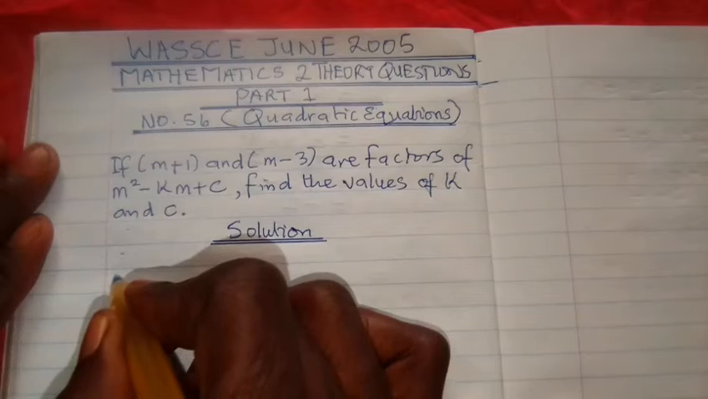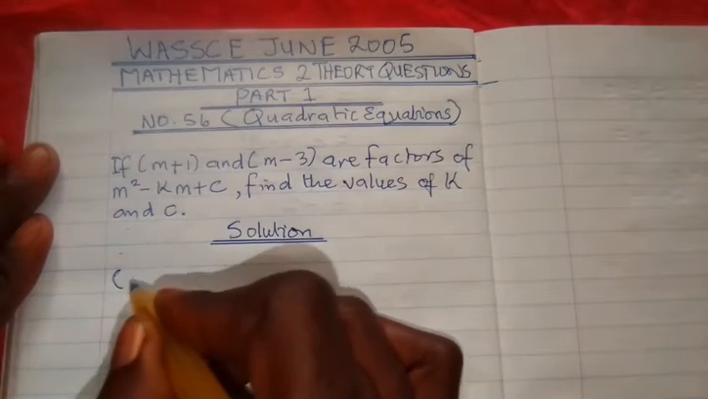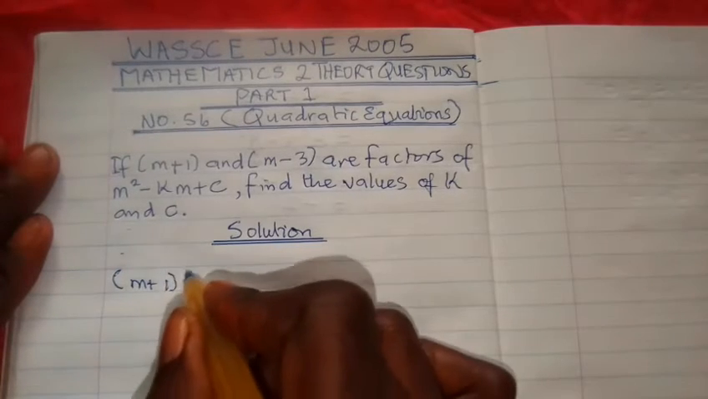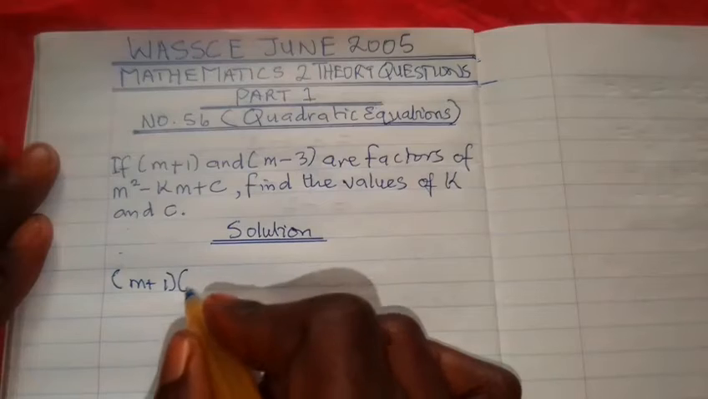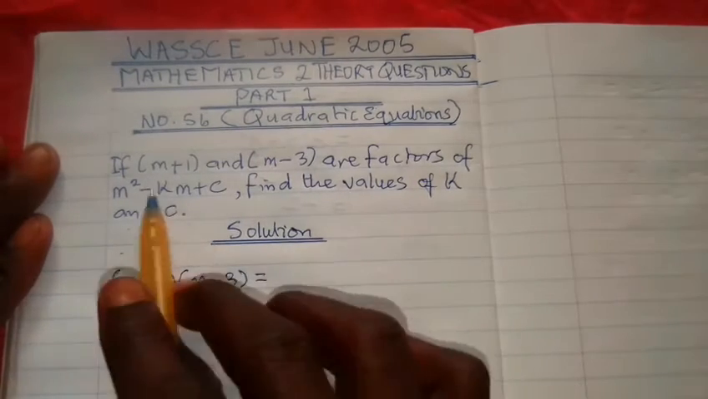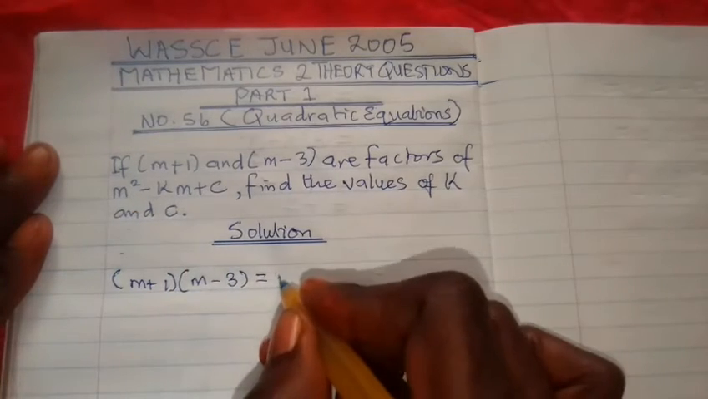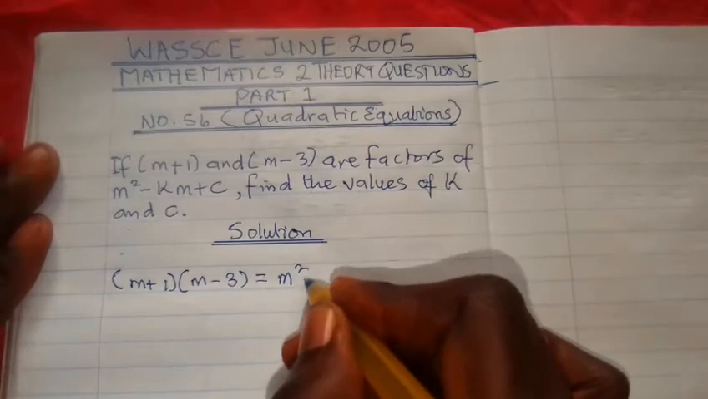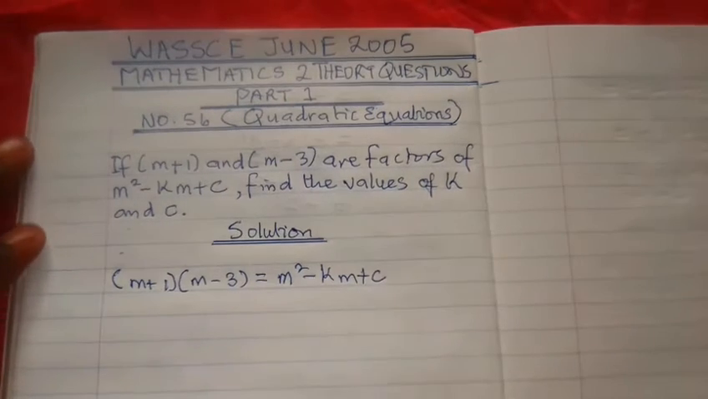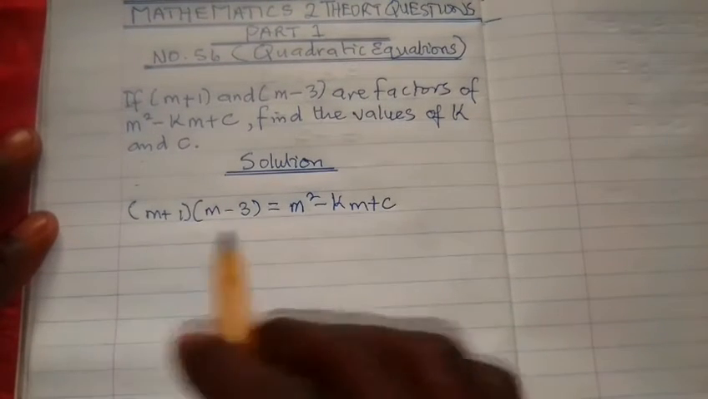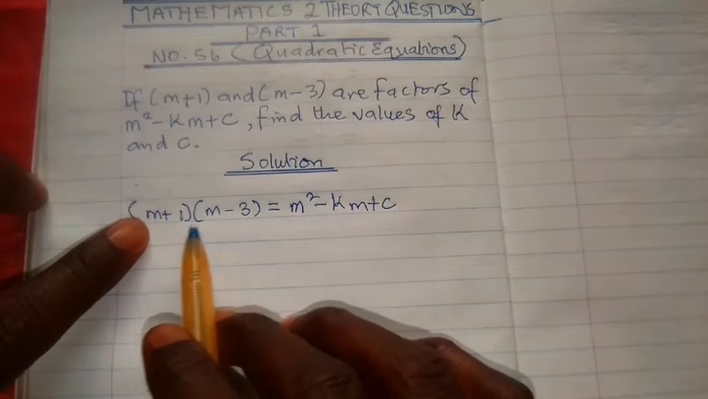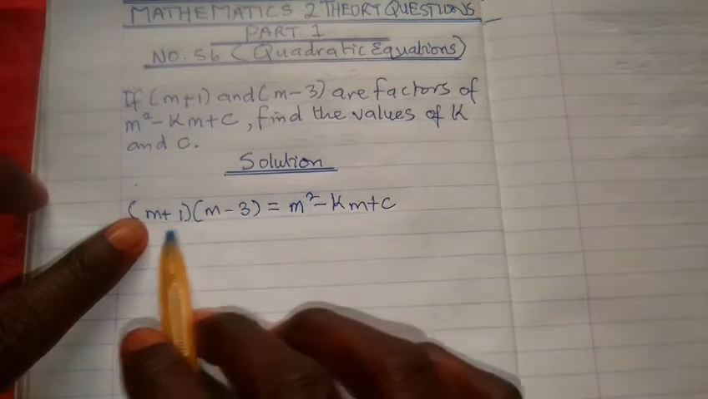So here we are going to write out the first factor, which is m plus 1. Then we multiply it by the second factor, m minus 3. And then we equate everything to what is given to us here, m squared minus km plus c. Okay, so this is what is given to us. Now, on the left hand side here, we are going to expand these two factors. So I'm going to multiply them out.